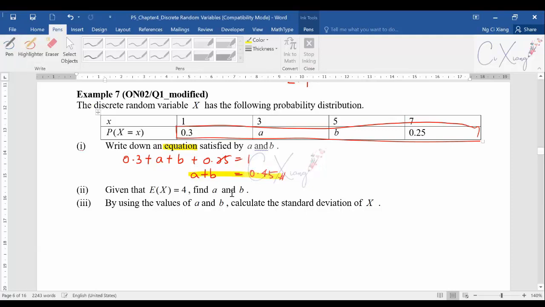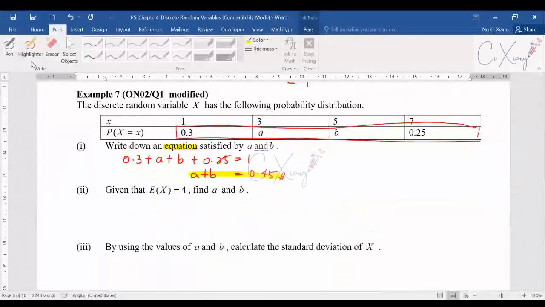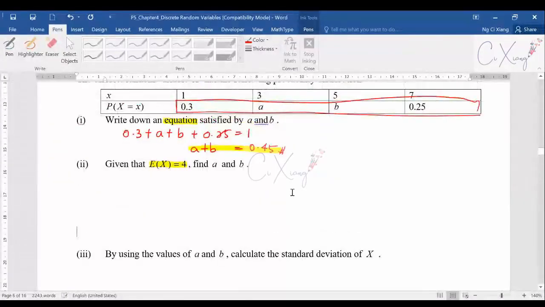Now for part 2, they tell you that E(X) is equal to 4. The mean of X is equal to 4. Find the value of A and B. Since they tell you that E(X) is equal to 4, can anyone tell me how to find the E(X) here?